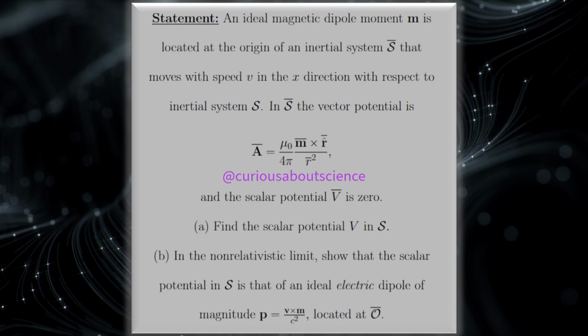And the scalar potential V bar is 0. Okay. A. Find the scalar potential V in S. B. In the non-relativistic limit, show that the scalar potential in S is that of an ideal electric dipole of magnitude p equal to v cross m over c squared located at O bar, the origin in the bar system. Okay, got a lot to deal with. Let's take it one step at a time.